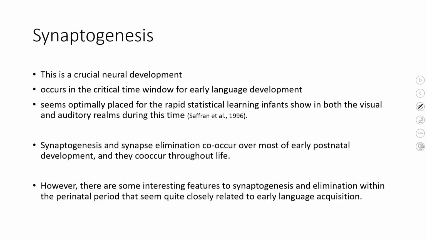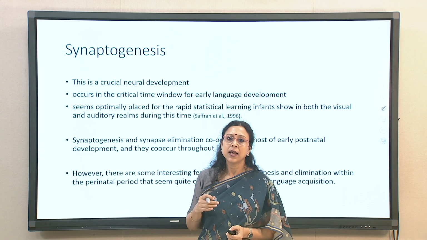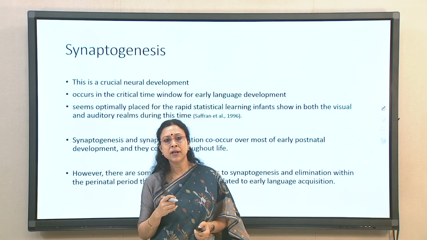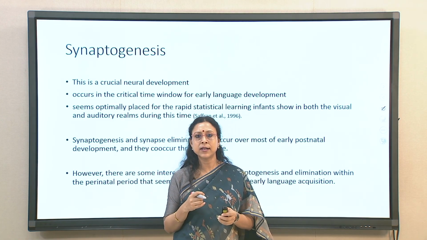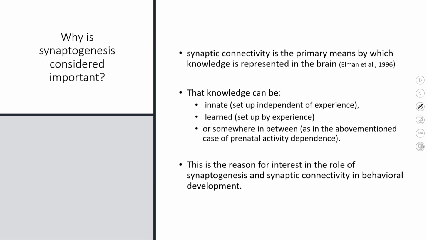However, this is a kind of universal process: in the early part of postnatal life, a large amount of synaptogenesis is typically visible, and that also co-occurs with the major milestones of language development. There are some interesting features, however, that we have to be careful about, features of synaptogenesis and elimination within the perinatal period that seem quite related to language acquisition. Synaptogenesis and synapse elimination co-occur over most of early postnatal development, and they carry on throughout your life, and there seem to be certain interesting features associated with this.